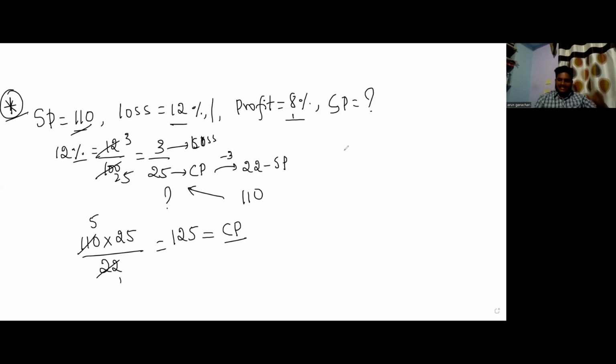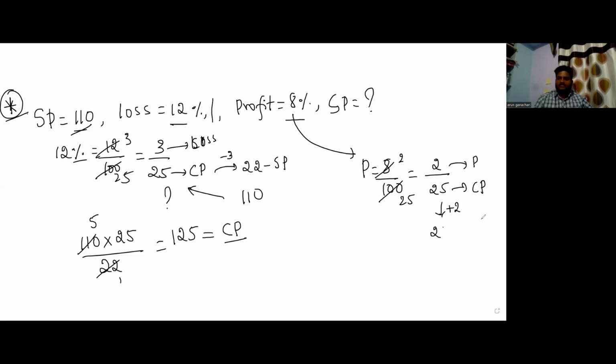So in the second transaction, in the same question, we are supposed to have a profit of 8%. So 8% can be written as 8 by 100, cancel it out, so it will be 2 by 25. Now remember, this 25 is the cost price and 2 is the profit. As we are having a profit, we have to add. So 27 will become the selling price. Here we had a loss, so we subtracted. Here we have a profit, so we add. When 25 was the cost price, the selling price was 27.